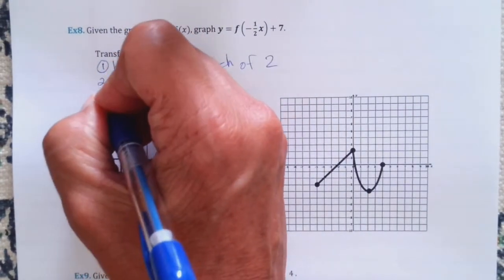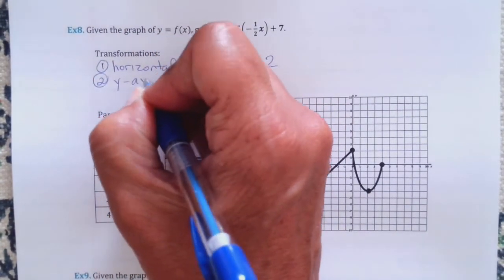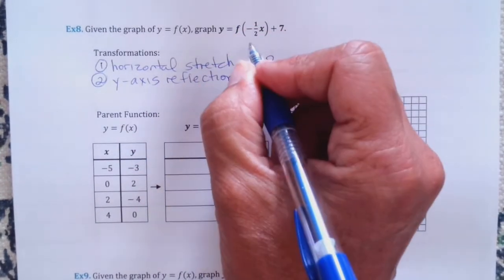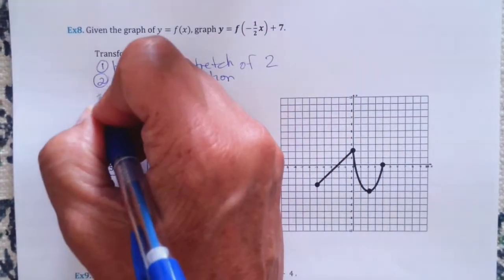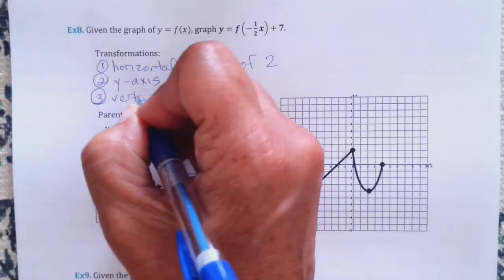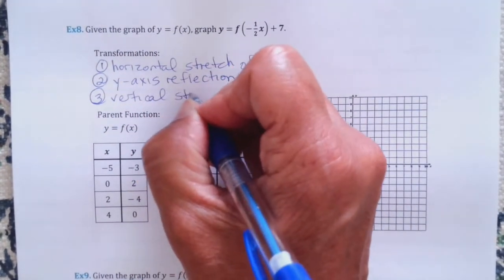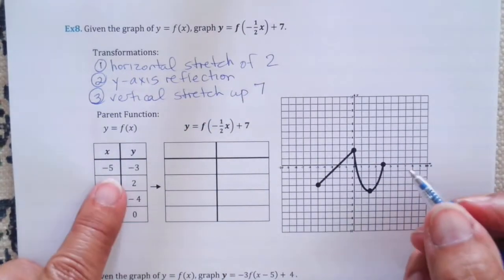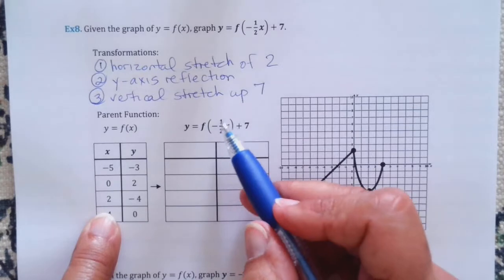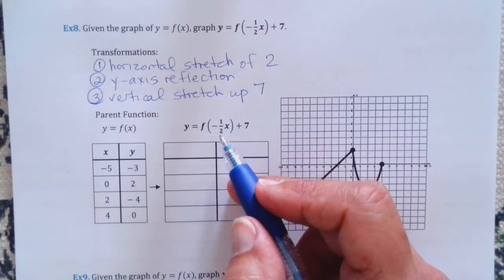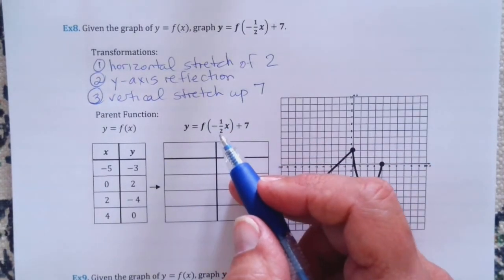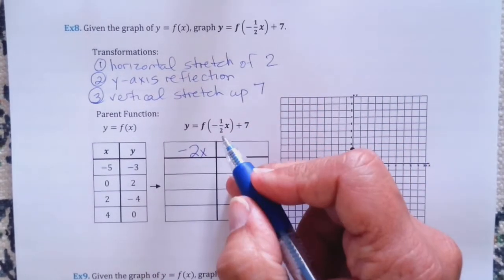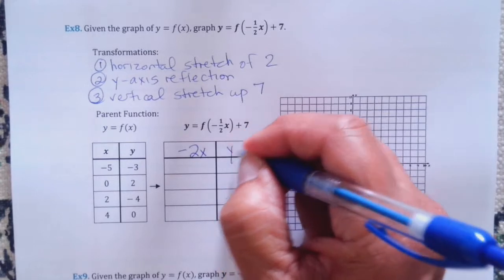Then we're doing a reflection on the y-axis, right? Because we're changing the x from positive to negative. And then lastly, we got a vertical stretch. Up 7. All right, so here's those numbers again. Here you're going to do the opposite. So we're not going to multiply x by negative 1/2. We're going to multiply x by negative 2. Opposite. And then all we're doing to y is adding 7.